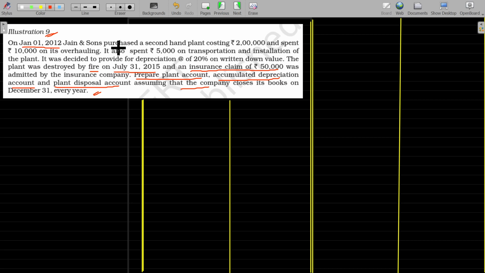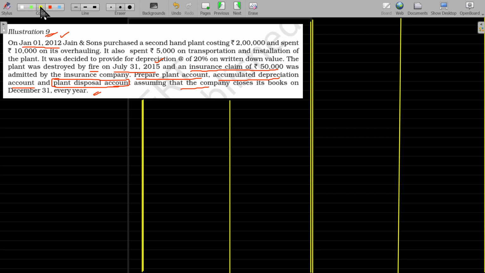So we have to now prepare the accounts from the date of purchase to the date of disposal. And here the asset is sold or disposed through the plant disposal account. So in case of plant disposal, what do you do? Transfer the asset disposed at the original value to the asset disposal account, as well as the accumulated depreciation on the asset sold up to the date of sale. So these two you have to understand.